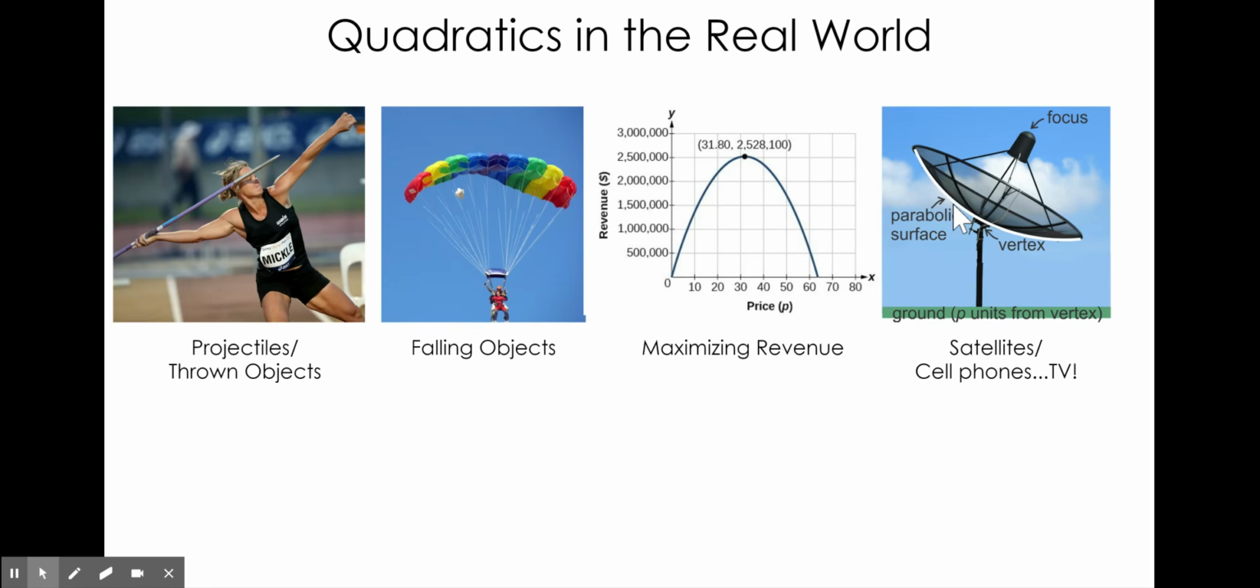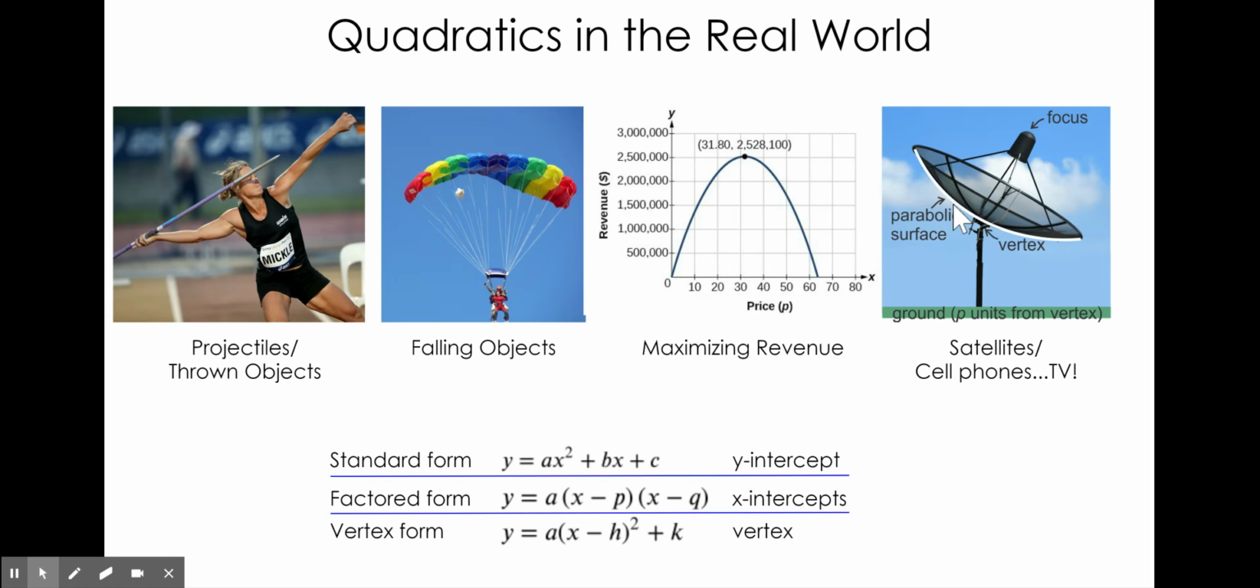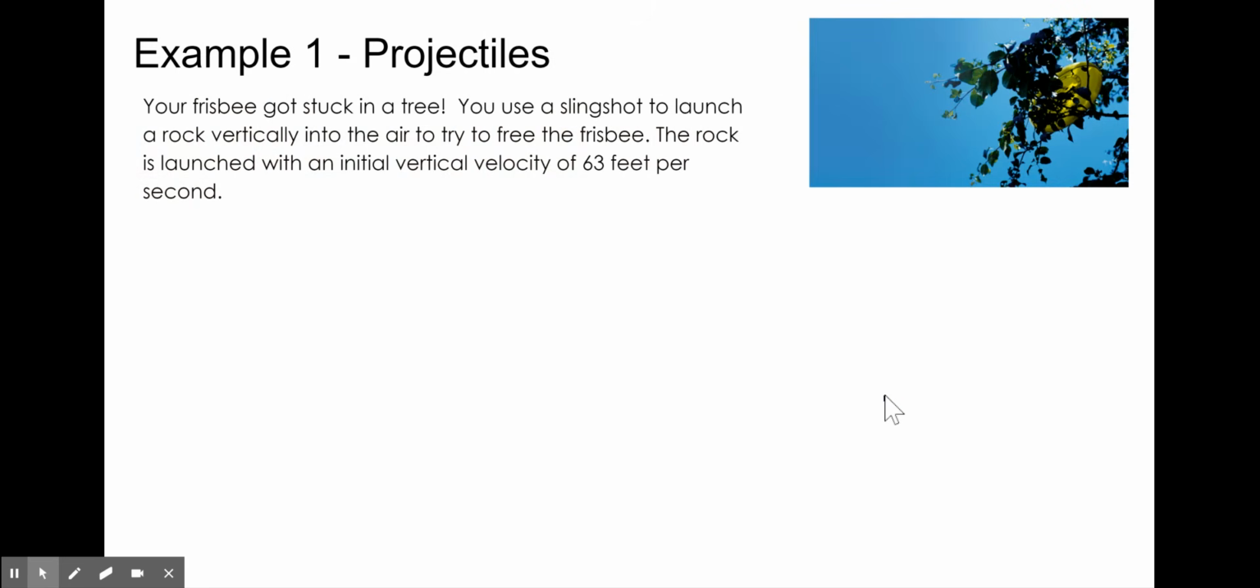Satellites and electrical circuits are also modeled by quadratic equations, and so you have those to thank for your cell phone, your TV, and your internet. Before we begin, let's remember what the three forms of the quadratic equation reveal. Standard form reveals our y-intercept, factored form reveals our x-intercepts, and the vertex form reveals the vertex, and therefore the maximum or the minimum of the parabola.